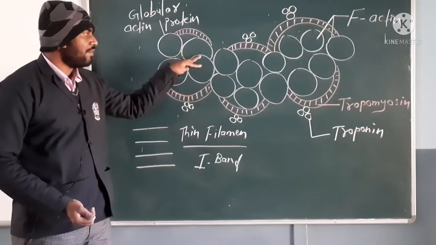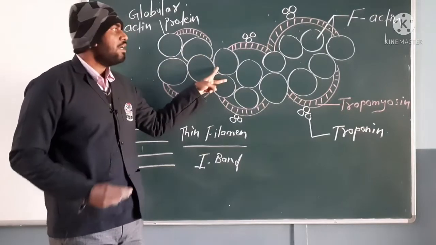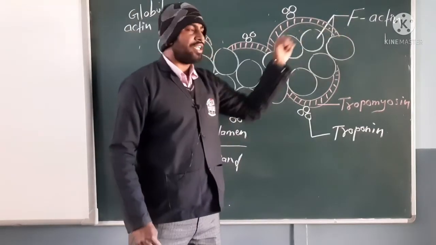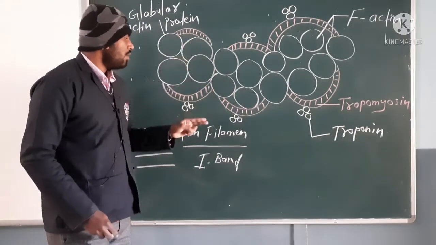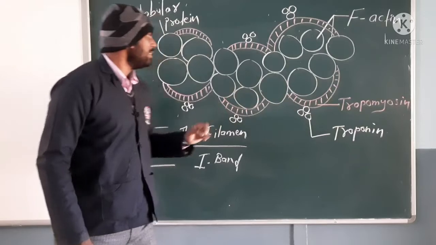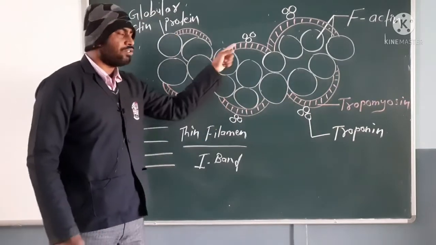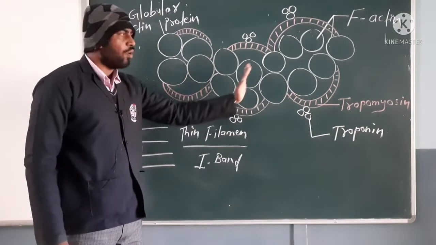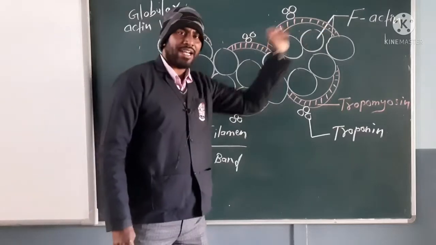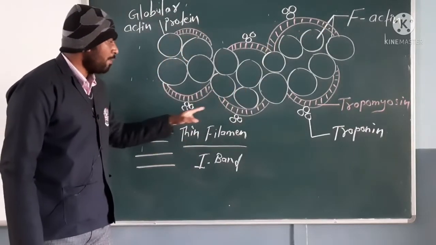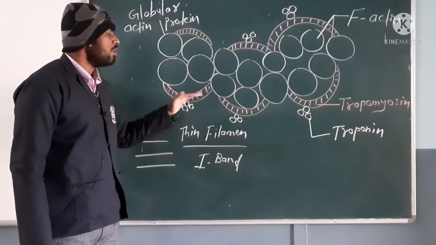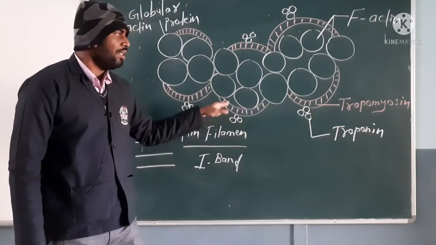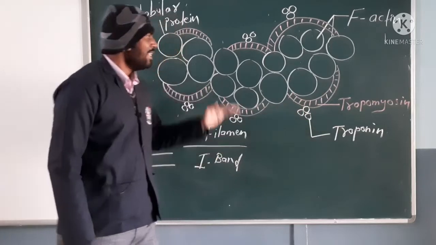First of all, as we have discussed, the two filamentous actin chains are helically wound together, and one more protein called tropomyosin. The two strips of tropomyosin run throughout the whole length of these two F-actin chains, and one more protein called troponin is distributed at a regular interval onto the tropomyosin. Okay, so this is the structure.